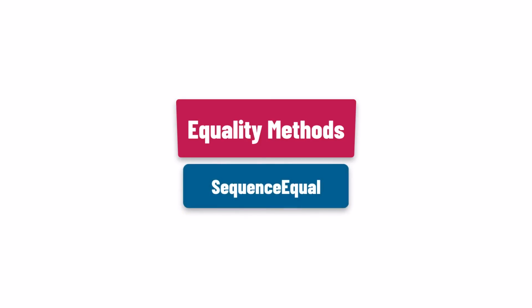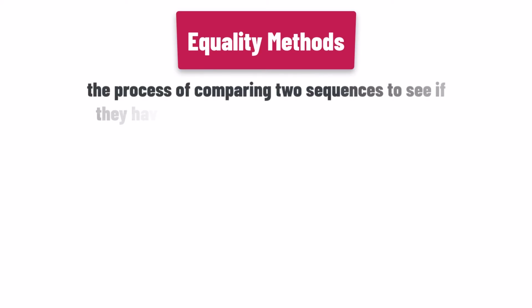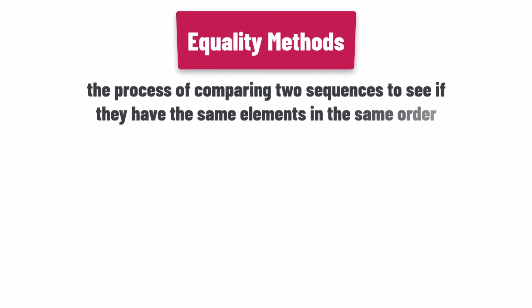Equality methods. There is only one equality method, called SequenceEqual, that can be used in a LINQ query. In the next video I will explain this method in detail. But before that, let's understand what does equality mean. Equality is the process of comparing two sequences to see if they have the same elements in the same order.